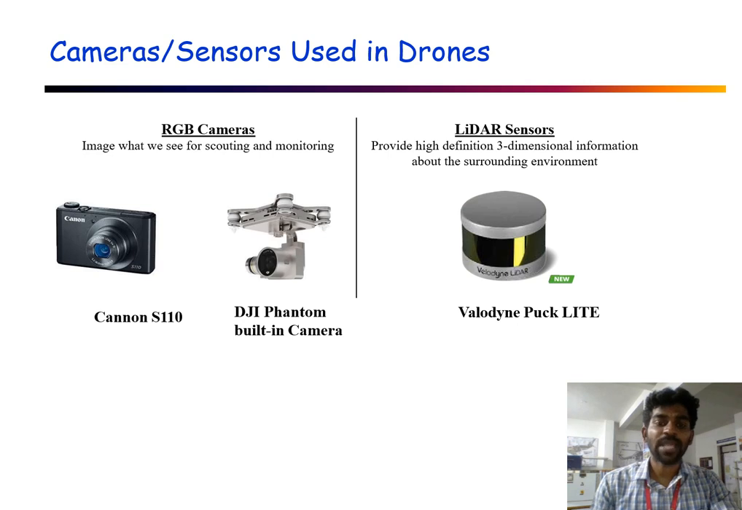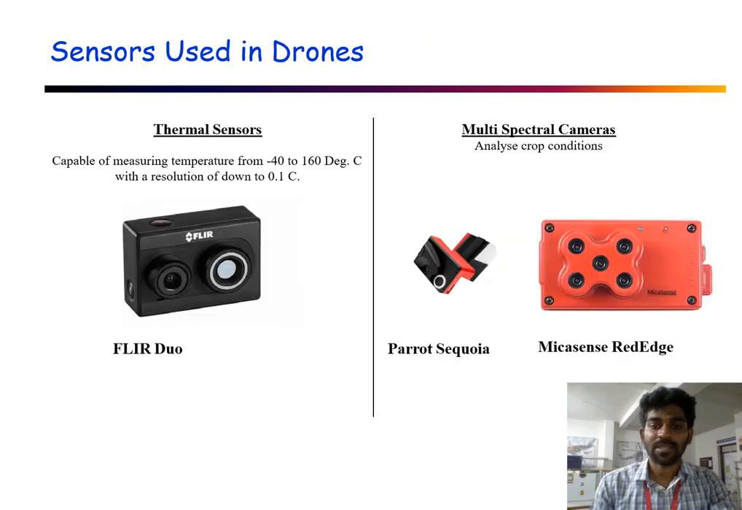Some camera sensors are used in drones. RGB cameras are used for condition monitoring, capturing some areas with this type of camera. A lidar sensor provides high-definition, three-dimensional information about the surrounding environment, for example the Velodyne Puck.